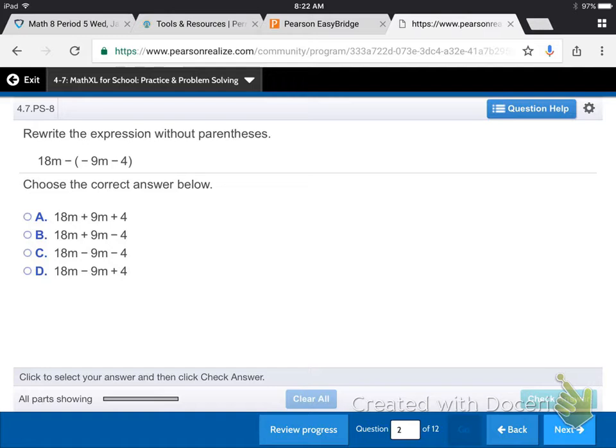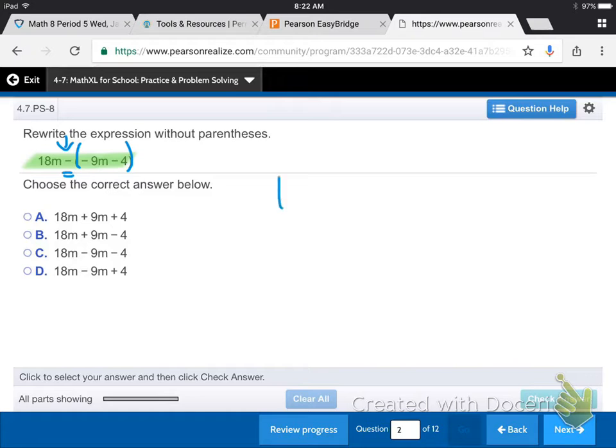Here's another problem very similar to the first one. We are going to subtract the quantity of -9m minus 4. We're going to subtract that right there from 18m. So again, we have to distribute that negative sign through to -9m and -4. So this is what it looks like.